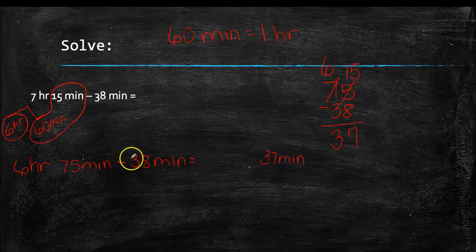Now I need to look at the hours. 6 hours minus, I don't have any hours here. So that's 0. So 6 minus 0 is 6. So that leaves me with 6 hours, 37 minutes. Whew, another successful problem. Here we go.